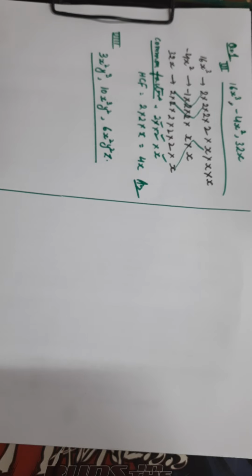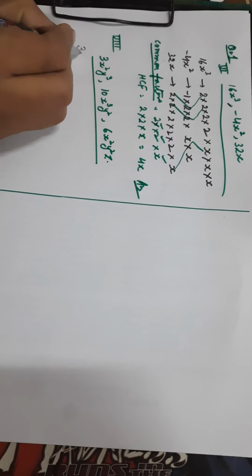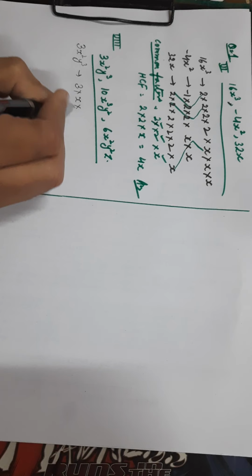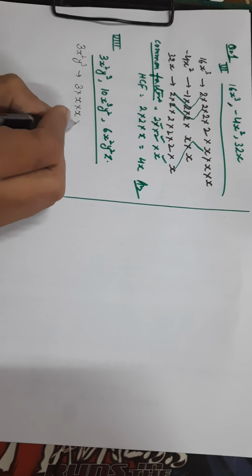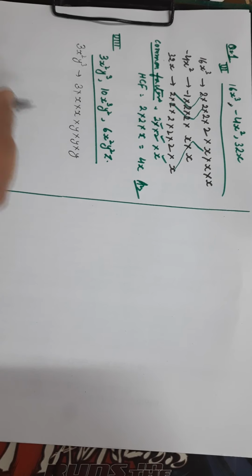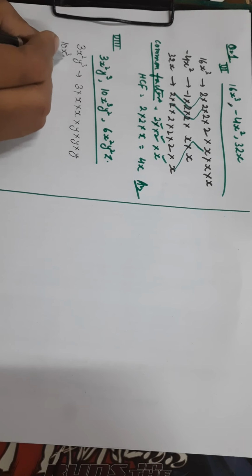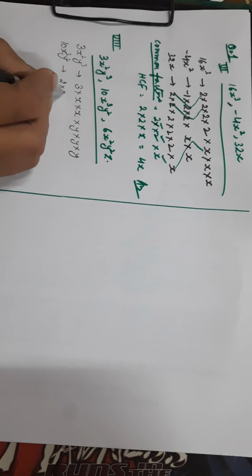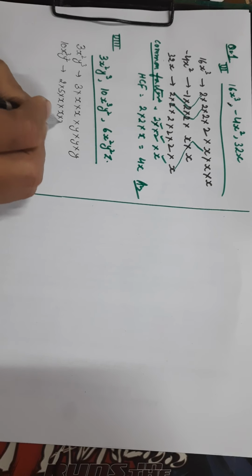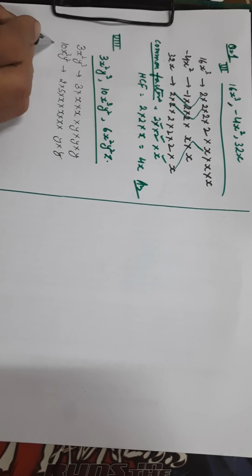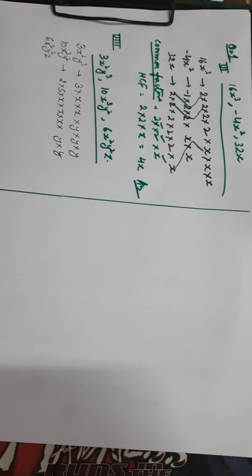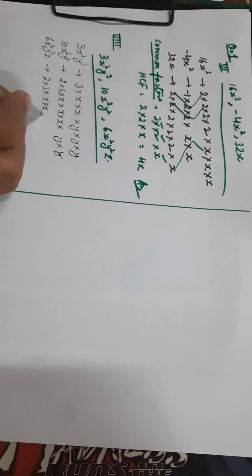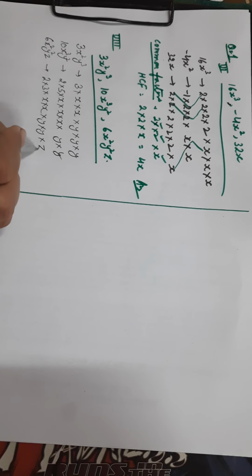Now we are moving to the eighth part. First of all, factors of 3x square y cube. Find out. 3 into x square, factor is x into x. Y cube, factor is y into y 3 times. Then factors of 10x cube y square, that will be equal to 2 into 5 into x 3 times, y 2 times. Similarly, factors of 6x square y square z: 2 into 3 into x 2 times, y also 2 times, z.